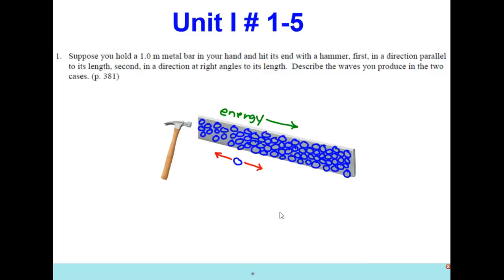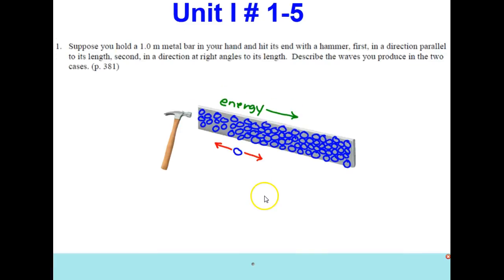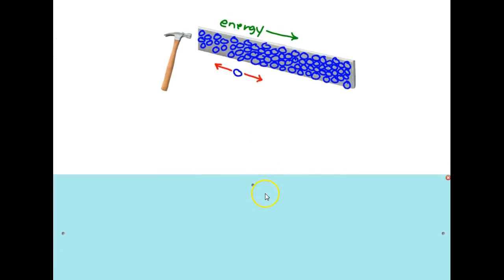And this would create a longitudinal wave in the bar. The energy is traveling parallel to the length, and the molecules are vibrating parallel to the direction of the energy movement. That is a longitudinal wave.